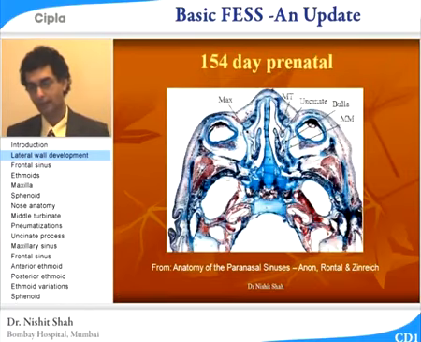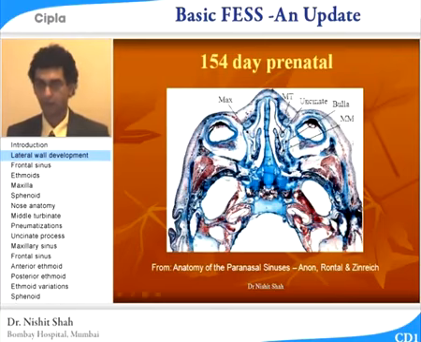We are now going to look at a 150-day prenatal with an axial section. You have the nasal septum in the center. On the sides you have the middle turbinates. Lateral to that you have the cleft that will lead to the maxillary sinus formation. In front of it will be the uncinate process. Just posterior to that will come the bulla, and then of course behind that will form the middle meatus, where the maxillary sinus will open into.